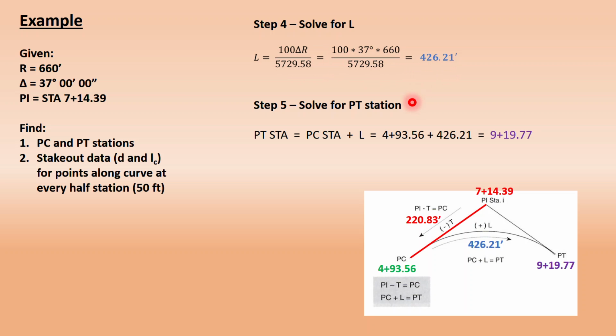And then step 5 is simply adding that to your PC station that you just calculated to get your PT station. So our PT equals where we're starting, the PC, plus your L distance, or 4 plus 93.56, plus our 426.21 for a point of tangent station, our end of curve stationing, 9 plus 19.77. So you're always going to have to do this for your curve stationing. You start here, you work backwards, and you go forwards.